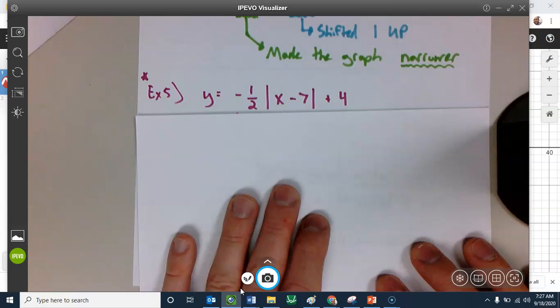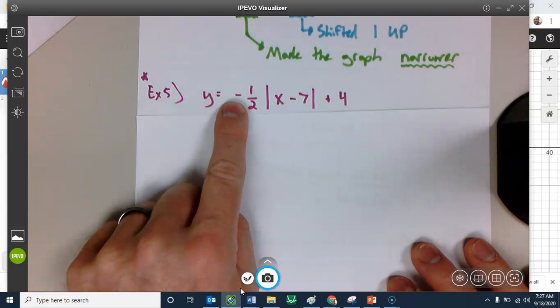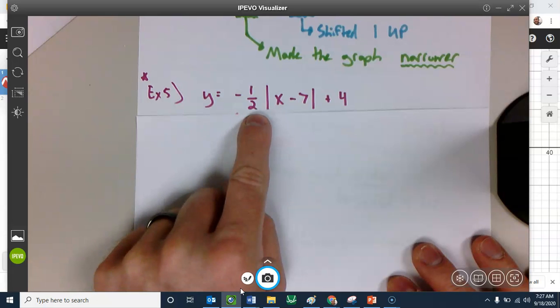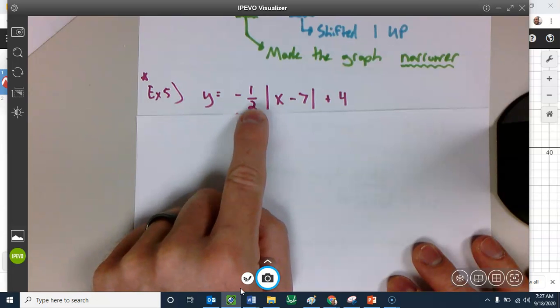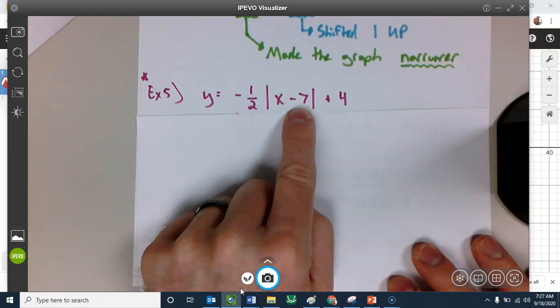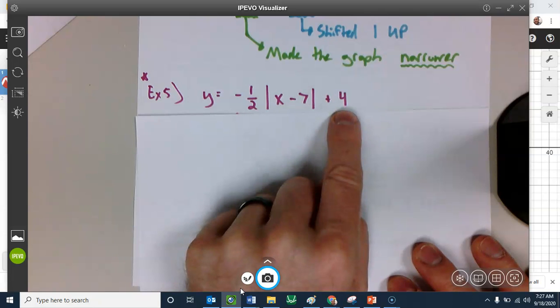Okay, we're back. We can just start here with this one. The negative. That was that last one we were talking about. That flips it upside down. That makes it, instead of a V shape, an upside down V shape. Looks like a hill almost. Multiplying by a half. Okay, if what you're multiplying by is less than 1, or is between 0 and 1, and now we're talking absolute value, but if it's less than 1, that makes it wider. So upside down, wider, to the right 7, up 4.